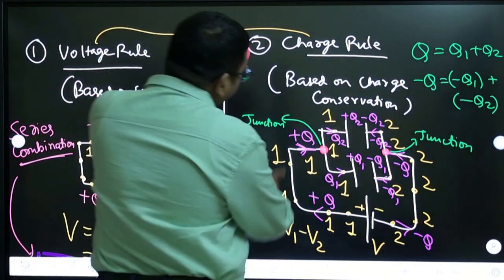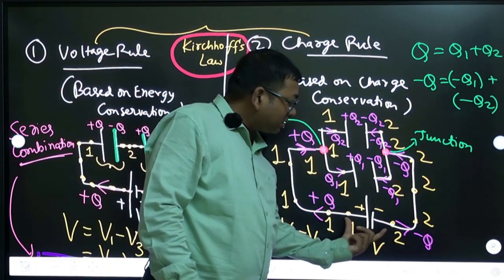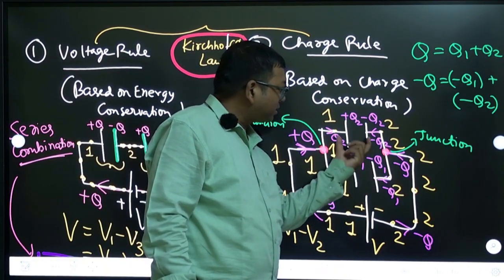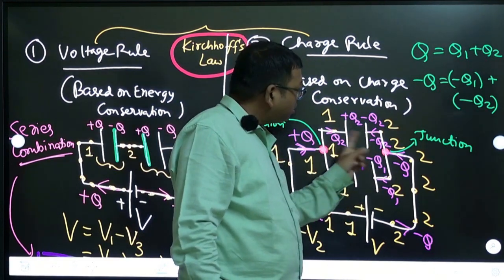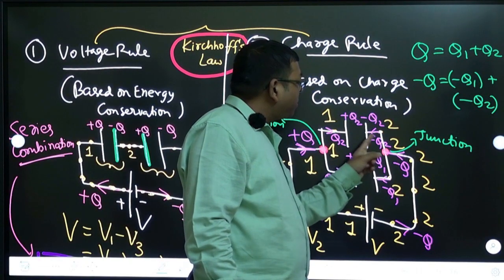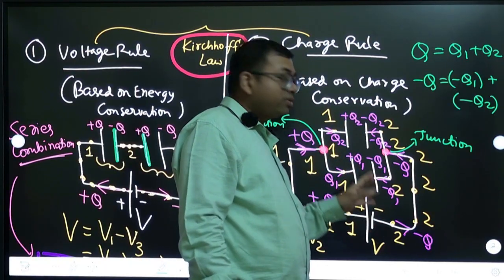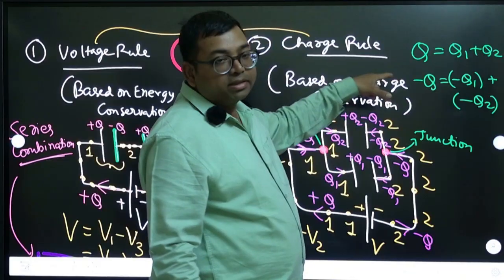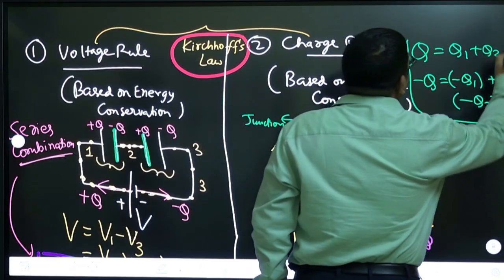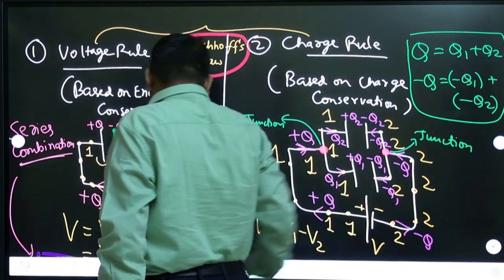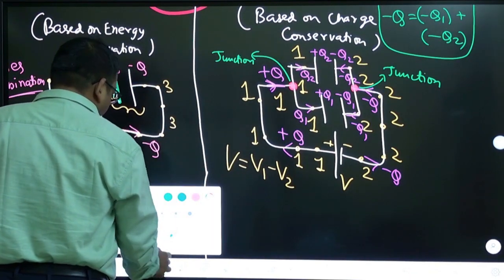So this charge rule you will apply whenever they are parallel. And note that the potential difference across both the capacitors, suppose the first capacitor is C1 and the second is C2, is the same: V1 minus V2 here, and here also V1 minus V2. So in parallel, you have to apply the charge rule, and you need to also apply what? Same potential on each capacitor.